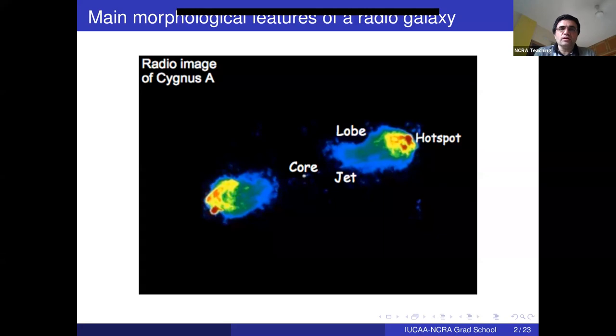Remember that any of these features can be missing. Usually you don't have a hotspot without a lobe, but you can have a lobe without a hotspot. But any of the other features can be completely missing. You can have lobes without a jet. You can have lobes without a jet and a core and so on. But these are just the broad features which exist in many radio galaxies. And therefore, it is useful to think of a radio galaxy as a superposition of these four components.